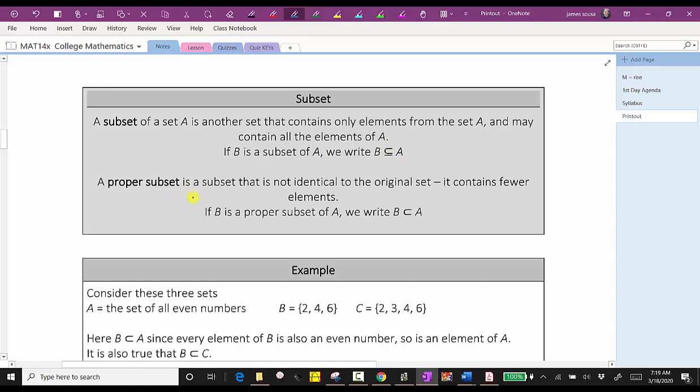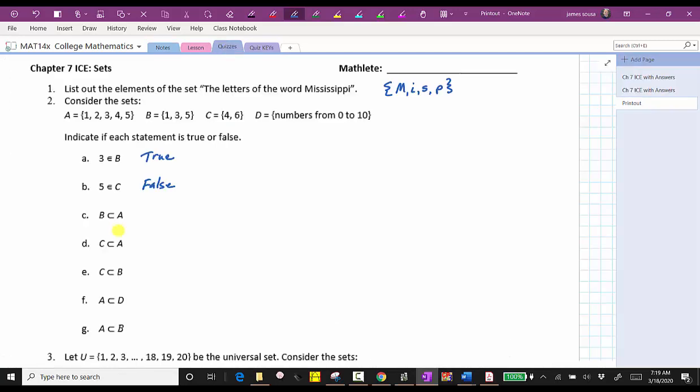Next, a proper subset, indicated using this notation here without the bar under the symbol, is a subset that is not identical to the original set. It always contains fewer elements. So if B is a proper subset of A, we indicate that using this notation here. So all of these are proper subset notations.